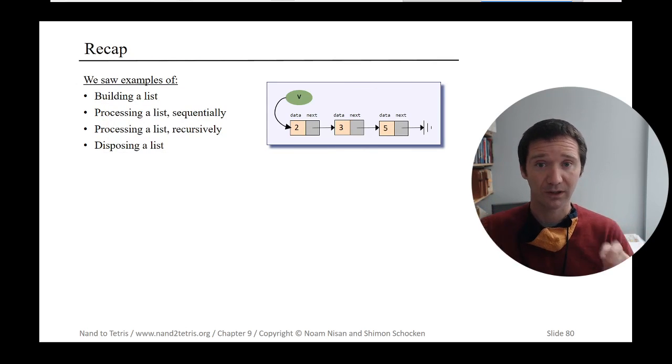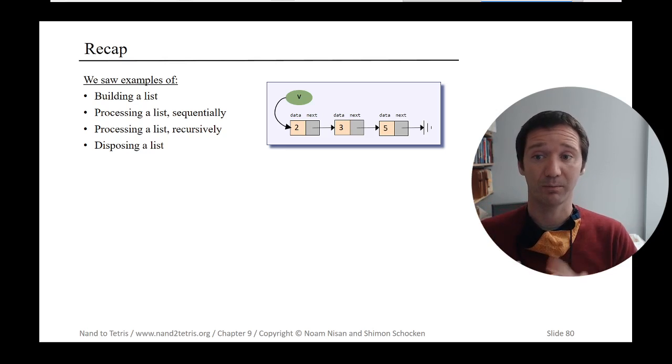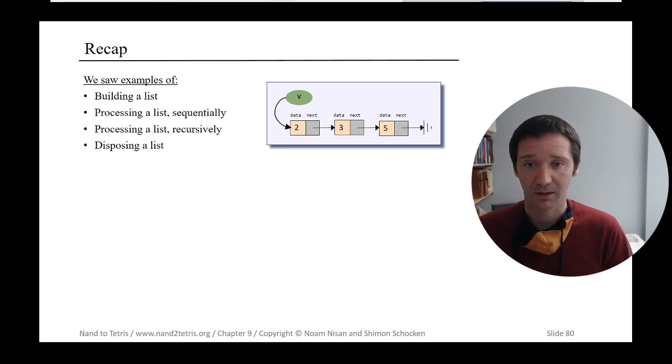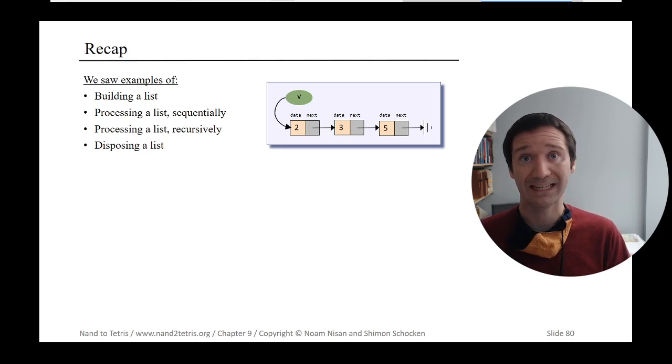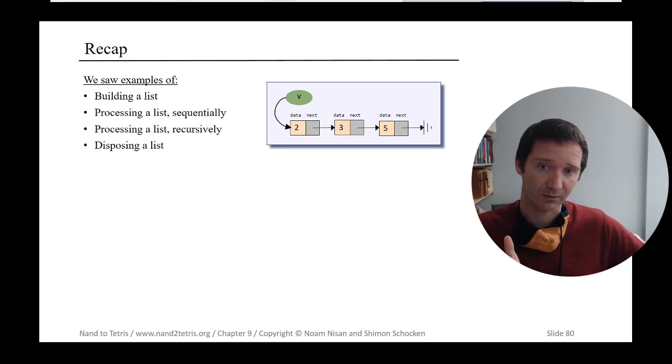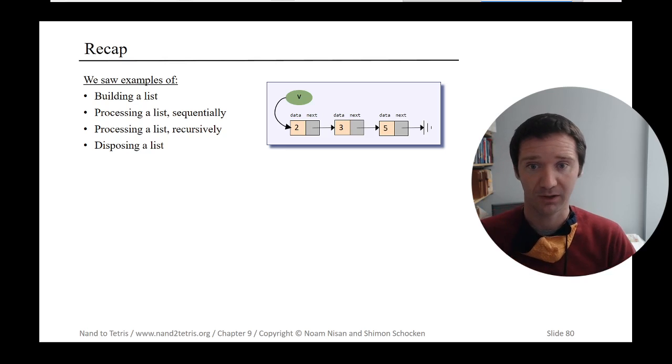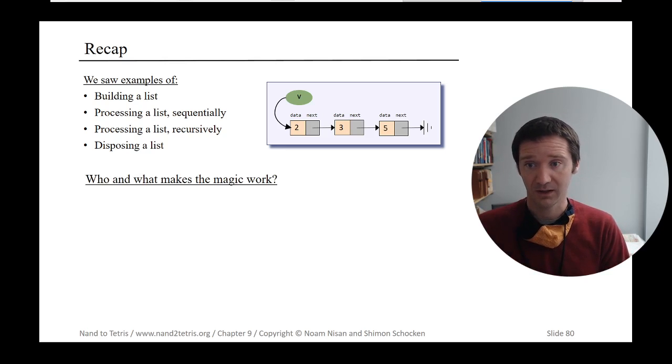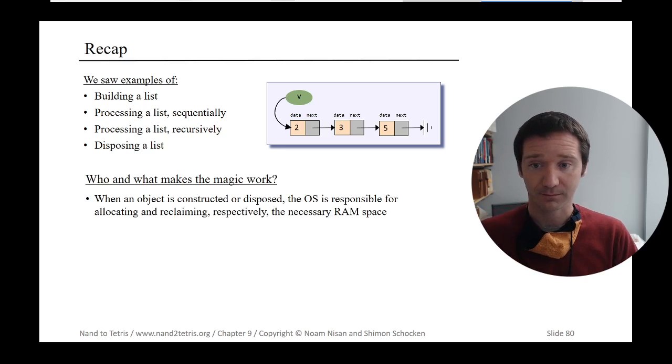So I think this is a really cool example. Lists are a very abstract, very useful tool in computer science. And we have now seen examples of building a list, this is a linked list, processing a list sequentially. That's when we printed it. Processing a list recursively, meaning going in and then recursing back up. That's when we dispose it. And just how you dispose of a list.